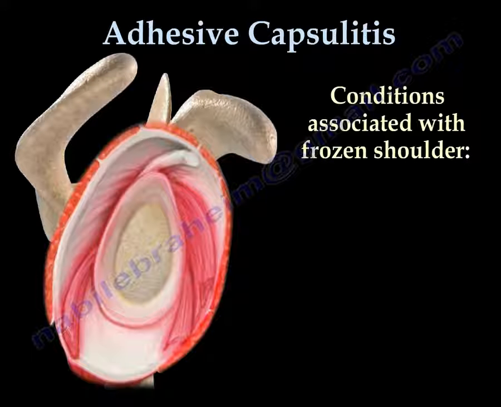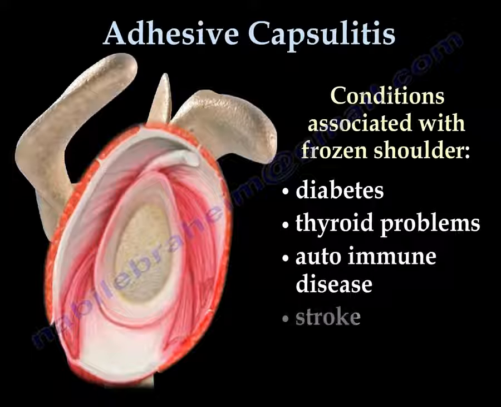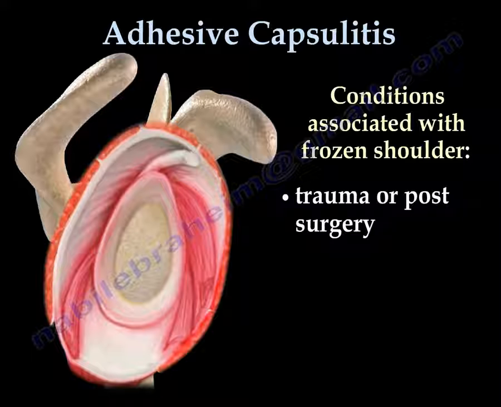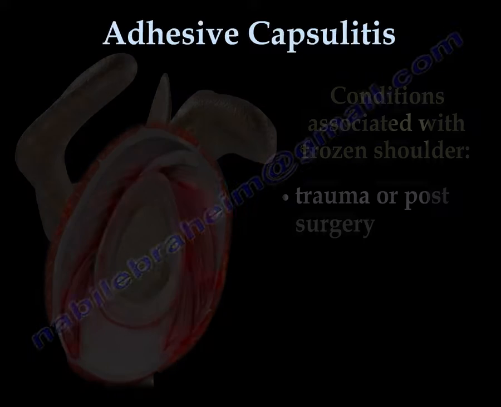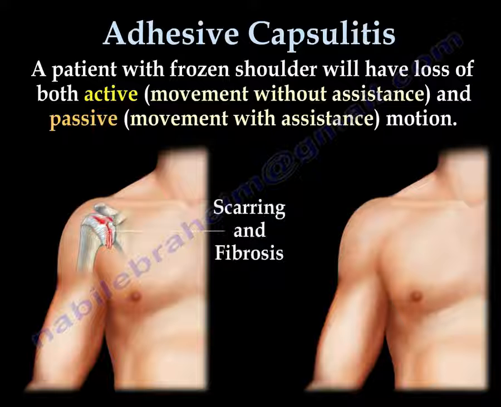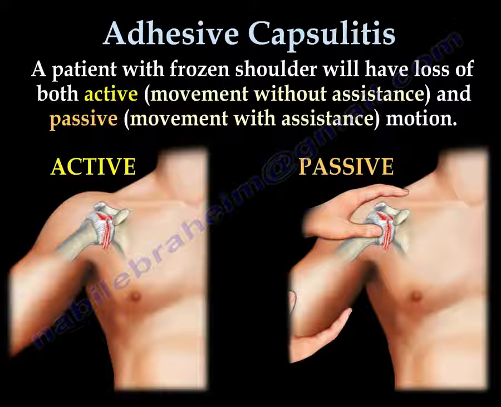Conditions associated with frozen shoulder: diabetes, thyroid problems, autoimmune disease, stroke, rheumatoid arthritis, and also trauma or post-surgery. A patient with frozen shoulder will have loss of both active and passive motion.